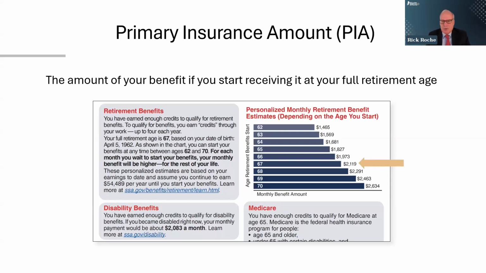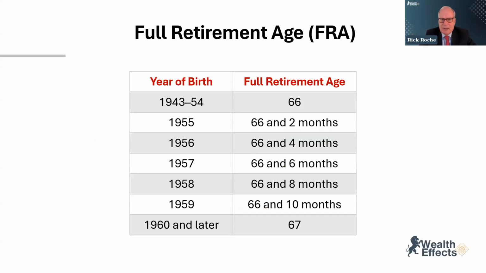Now, to find your primary insurance amount, the amount that you're entitled to, all you need to do is look at your Social Security statement, and we'll talk about how you can access that later on. But as we have this chart in front of you, this illustration assumes that an individual's full retirement age is 67, and at that time they would receive $2,119 per month in Social Security benefit. That would be their primary insurance amount. Again, that's a key concept to know and to memorize, because that's the monthly amount you're entitled to at your full retirement age.